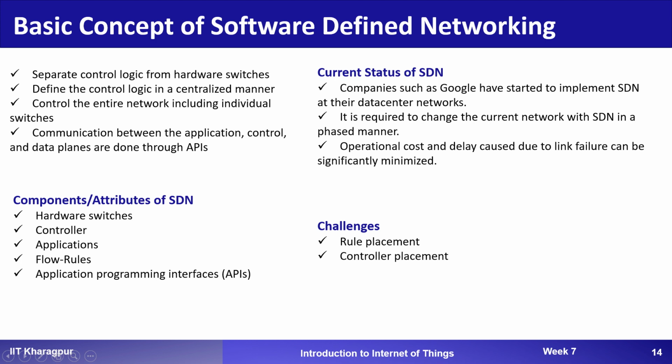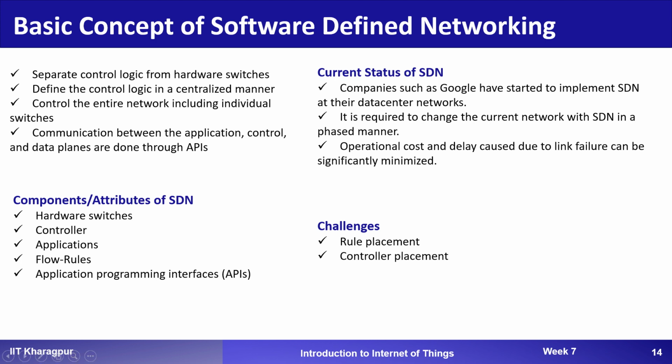The flow rules are the rules which will decide how your data will flow from your sender to receiver. And then the APIs. So APIs are the interfaces between your hardware switches, controller and applications, and different controllers also. So we will discuss these APIs later.